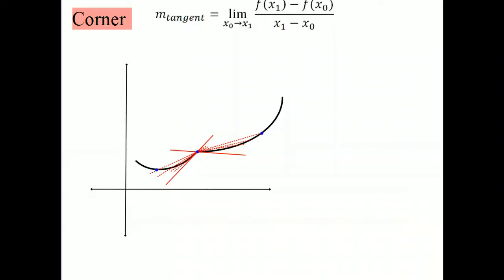Well, if we do the same thing from the other side, as we get closer and closer, we see that we have a tangent line with a negative slope. Obviously, we can't have two conflicting tangent lines at this corner, so therefore the derivative is undefined. The derivative f prime of x at this point, we'll call this x1, so f prime of x1 does not exist.